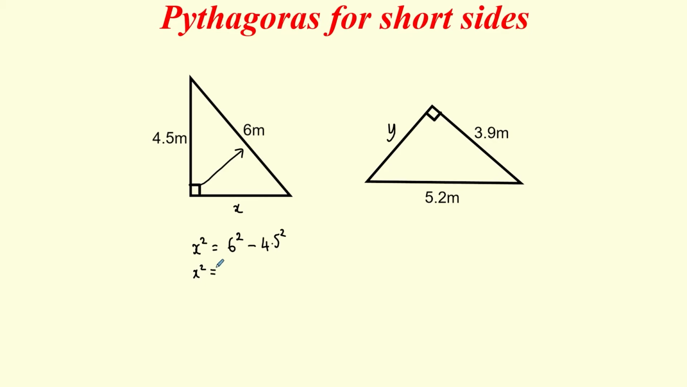Once you've got that first line, you're just doing exactly the same process as you did before for finding the hypotenuse. Type it into your calculator: 6 squared minus 4.5 squared. That's 15.75. Bring it down to x, so square root both sides, and then type it into your calculator to get an answer. Round it to 2 decimal places, 3.97 meters. And that's your working.